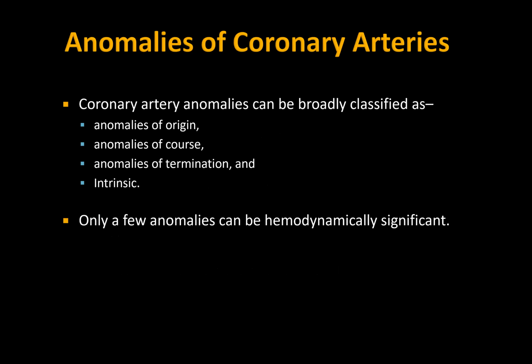So after doing the angiographic part, when we start reporting, we start by seeing the coronary artery, the origin of the coronary artery. There may be different types of anomaly, and not every anomaly is clinically important. There are a few anomalies that are clinically important, and we should mention them in our report.